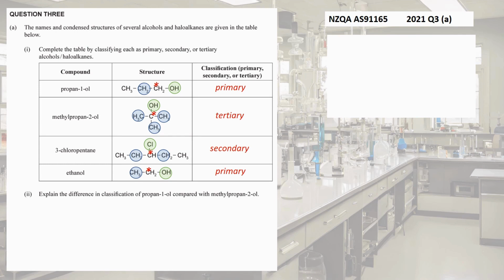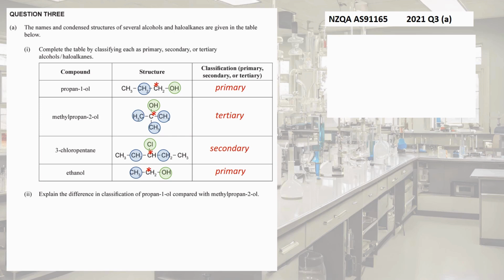Okay, so now we have to explain what we did here. So we just put in two simple sentences, or one simple sentence. We are going to explain the difference in classification between propane 1-ol and methyl propane 2-ol. Okay, so we're going to be talking about the first two here, how we went about it. Let's give a sentence for each.